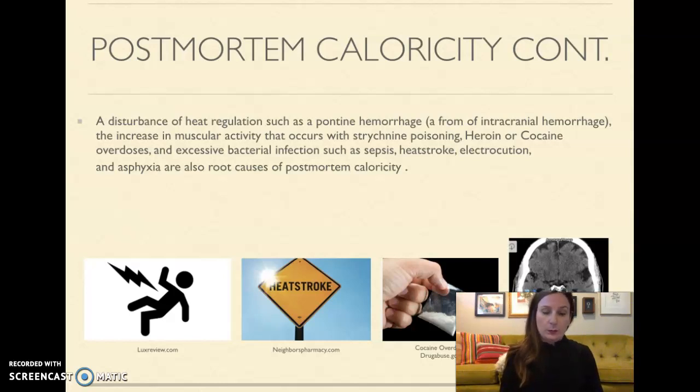Other reasons that postmortem caloricity is present could be sepsis, which is a severe bacterial infection of the blood, heat stroke, electrocution, and asphyxia.